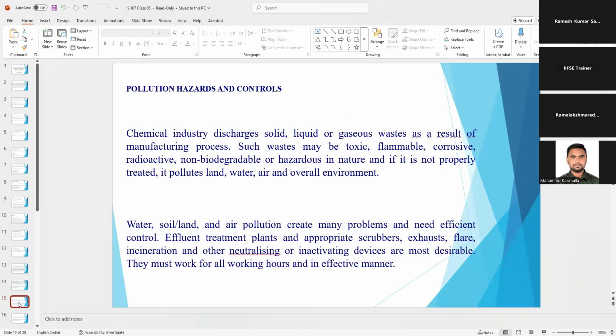Then pollution hazards and controls. As we know, chemical industries discharge solid, liquid, and gaseous waste as a result of their manufacturing process. Sometimes, not only from the manufacturing process, there are some cheating people who release their residues by reverse boring. We have noticed some of these cases in various industrial parks. I don't want to take names or locations. It happens everywhere. Once you are caught, you will be the victim.